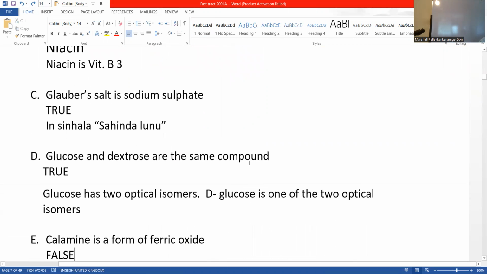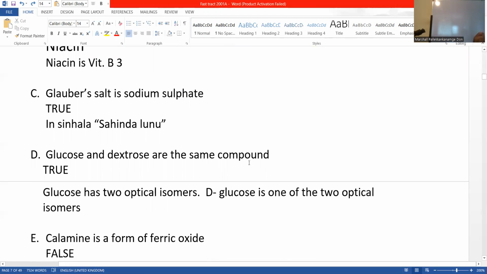Okay, go to question C. Glauber salt. Glauber salt is the salt that we call Sahindalunu in Sinhala, sodium sulfate. That is sodium sulfate. That is true.